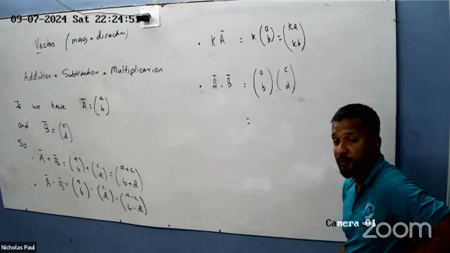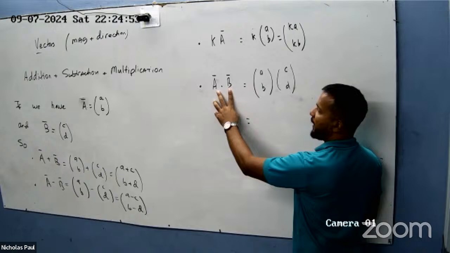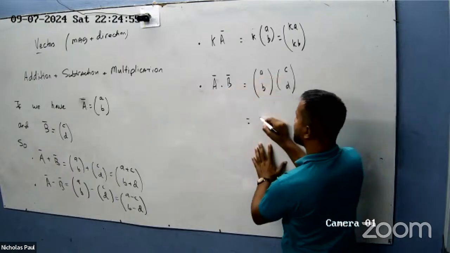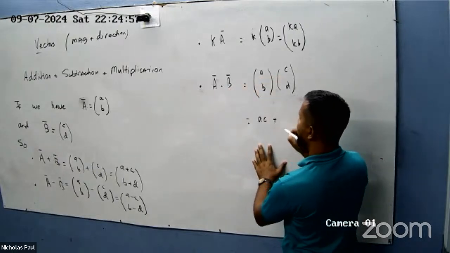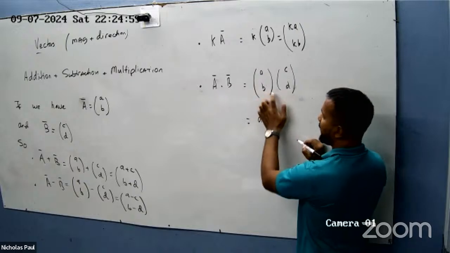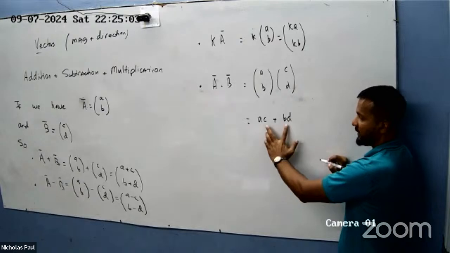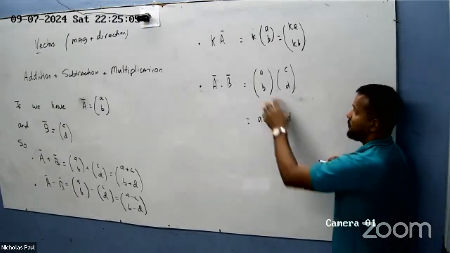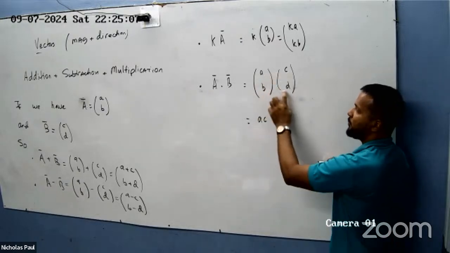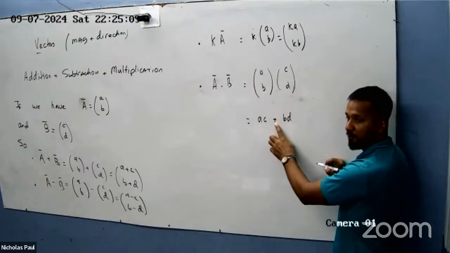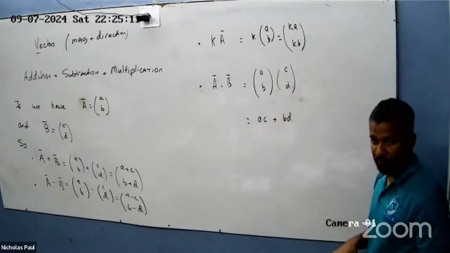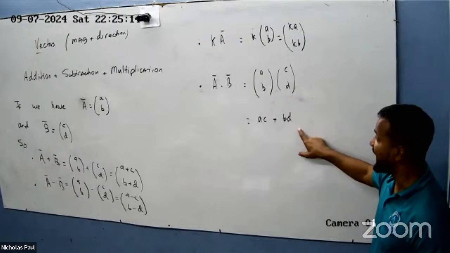Here's what you do. Whenever you're multiplying two vectors, you multiply the x's and you add it to the product of the y's. No longer a vector, that's what you'll get. So you multiply the two x values, multiply the two y values, and add. Okay? So this is a scalar. This is not a vector.